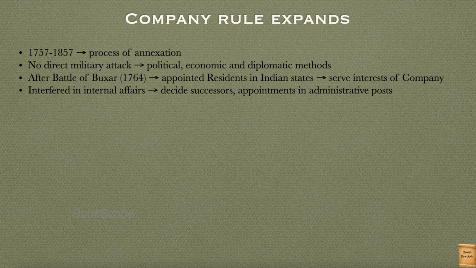In the last part, we saw how the English, in the Battle of Plassey, killed the Nawab of Bengal, Siraj-ud-Dawla. So from 1757, after the Battle of Plassey, they started to attain more territories for trading. This continued until 1857. One more thing we must know is that the British East India Company didn't directly attack any state or kingdom. Instead, they used political, economic and diplomatic methods to interfere and take control over a kingdom.